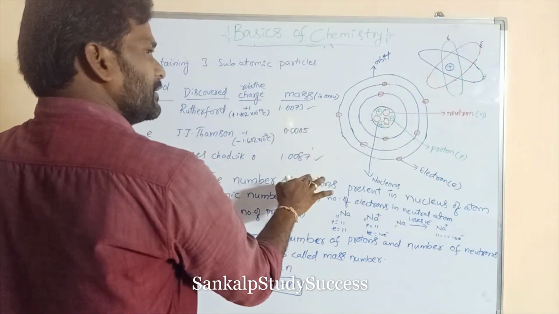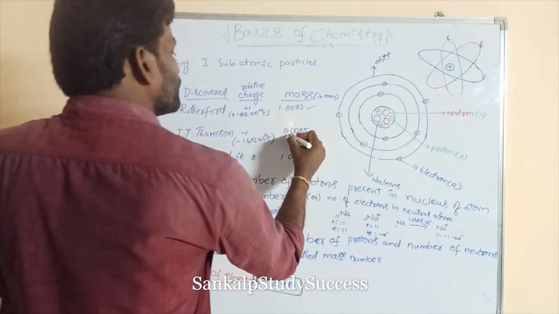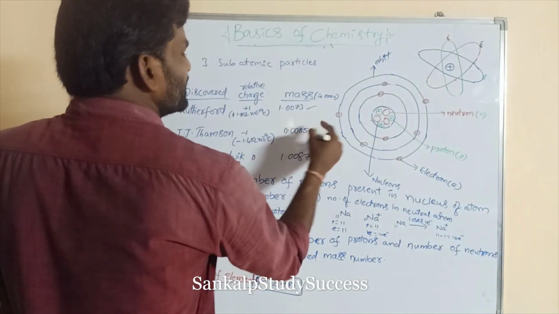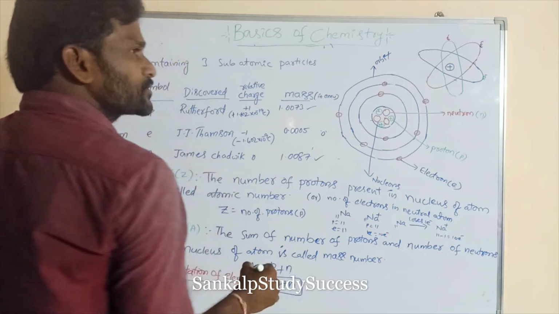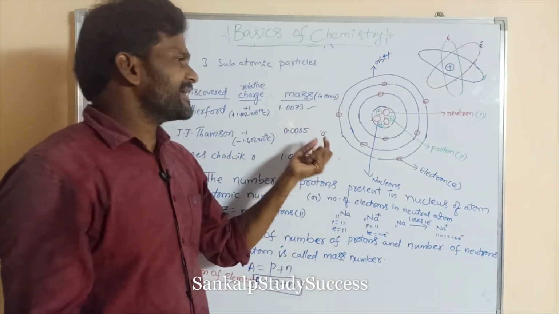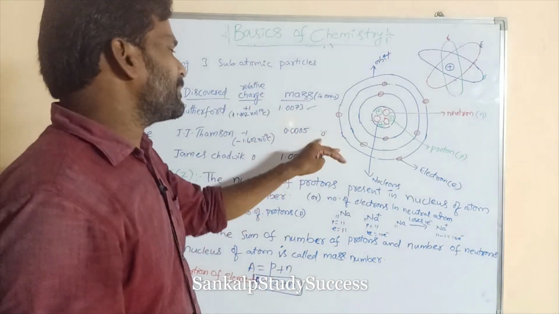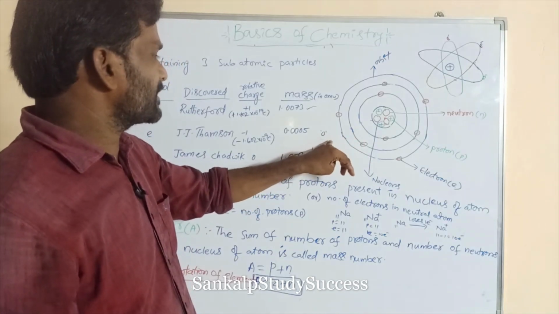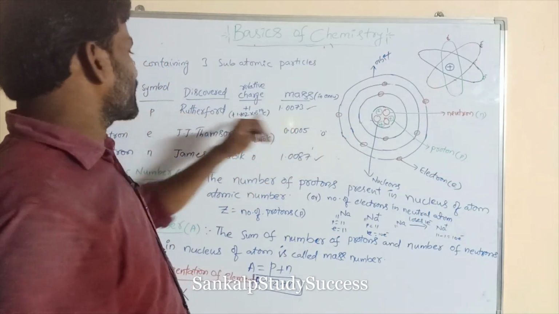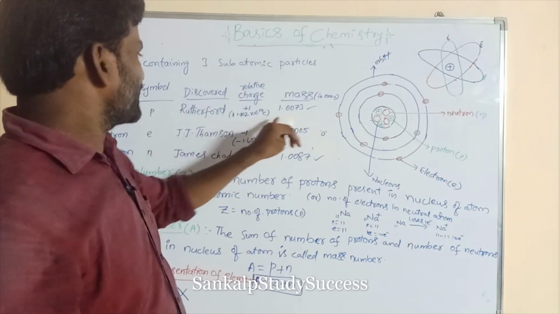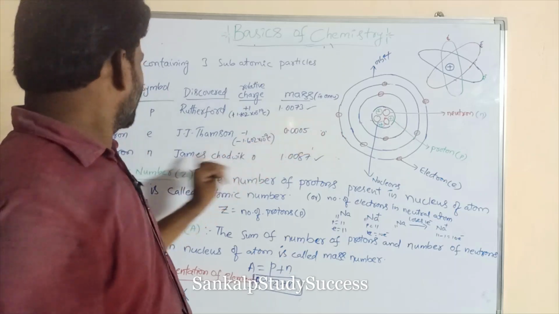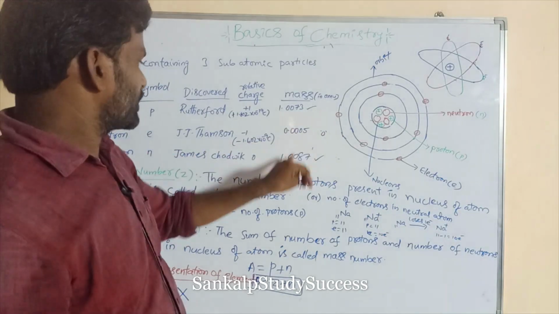Proton, electron, neutron. But the mass of an electron is very, very small, 0.0005, which means it is approximately 0. It can be neglected. What are the remaining particles? Proton and neutron. What is their mass? 1.0073, approximately 1. The mass of a neutron is also approximately 1.